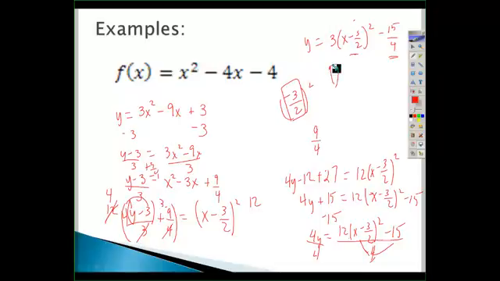Now I just kind of made that problem up. It wasn't a very good example, obviously, but you get the idea. When you're done completing the square, you still need to solve for y and get your solution.